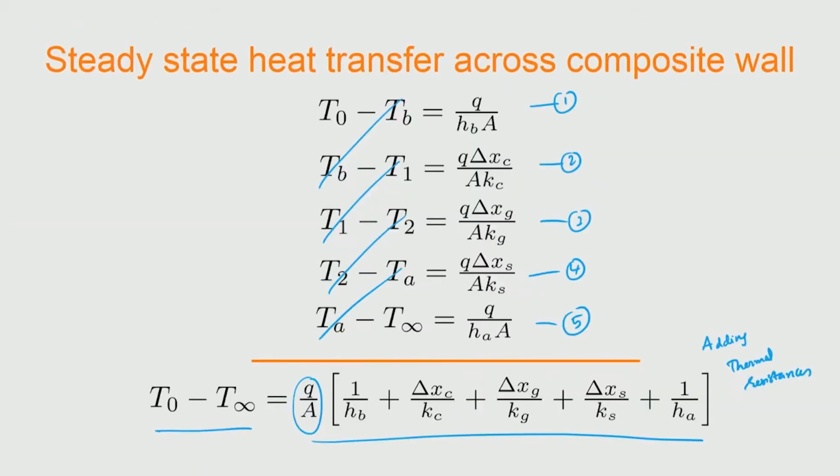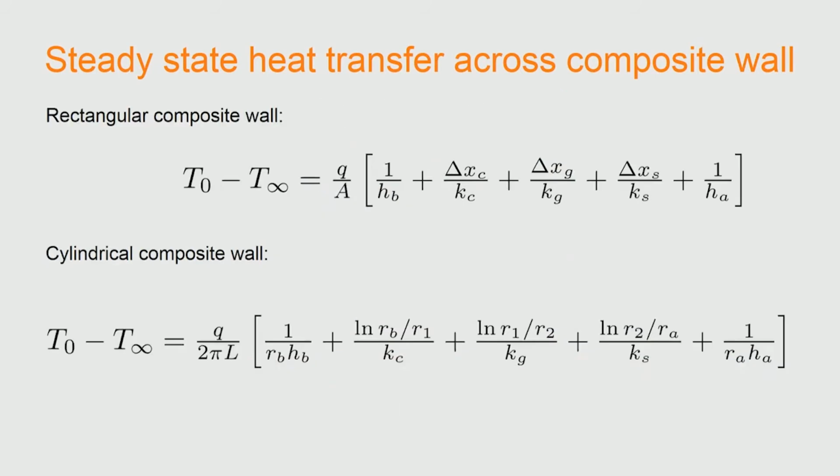Now we can see how this expression can be modified if the furnace happens to be different. If it was actually a tubular furnace, then a cylindrical coordinate system has to be used, and you could see that the thermal resistance would then be different. Instead of delta x, it is a logarithm that is coming, etc.